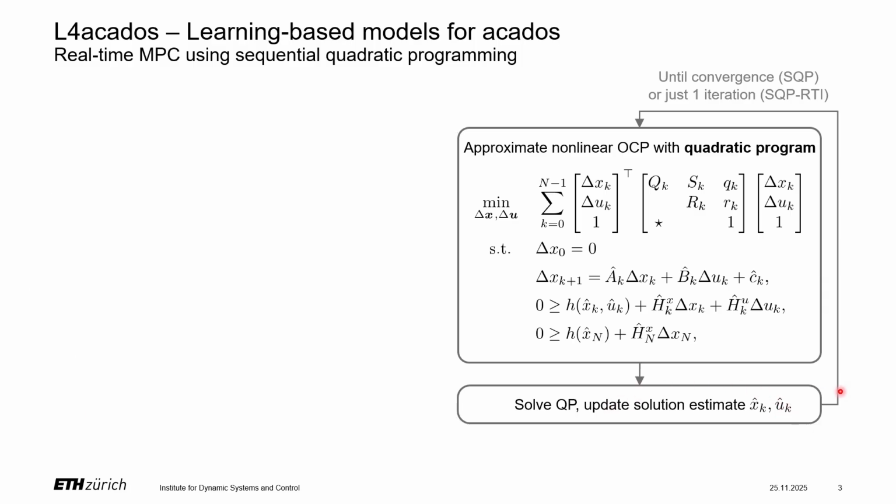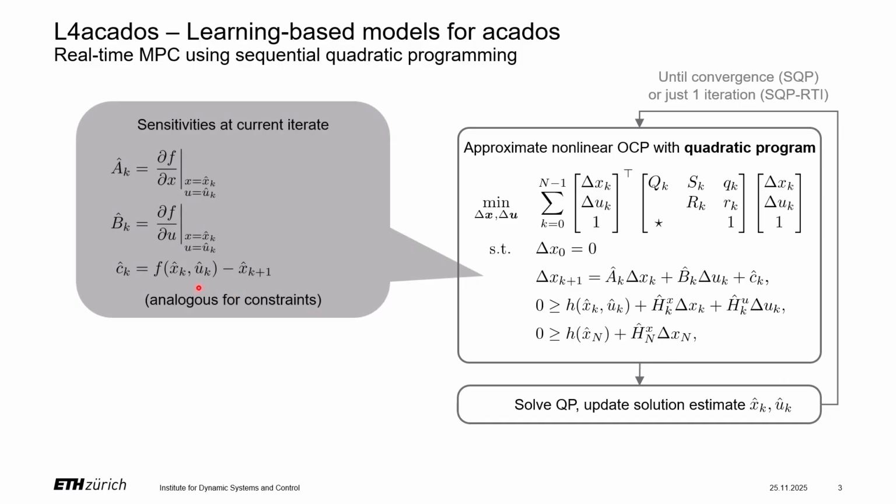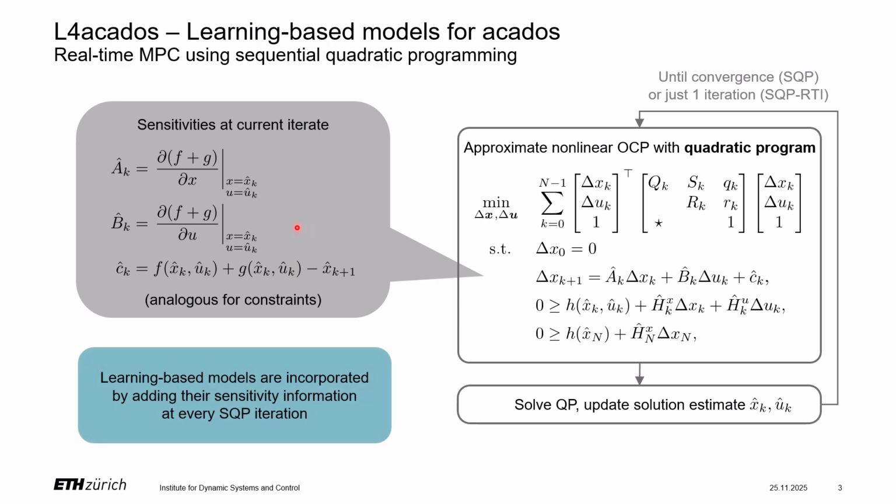The only information needed from our dynamics model f is thereby its evaluation at the current estimate, as well as its Jacobians with respect to the states and the control inputs of the system. In L4acados, this is utilized to integrate external learning-based models by modifying the necessary sensitivity information at each iteration.